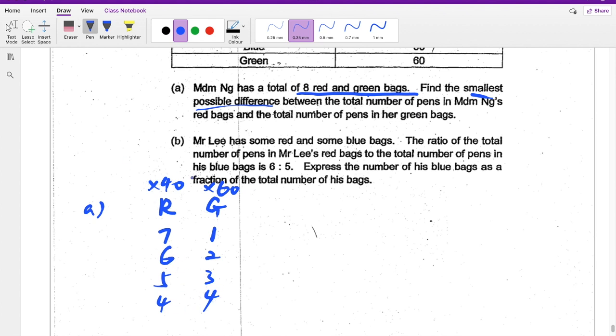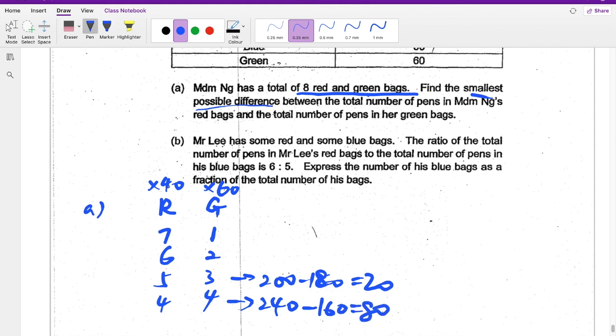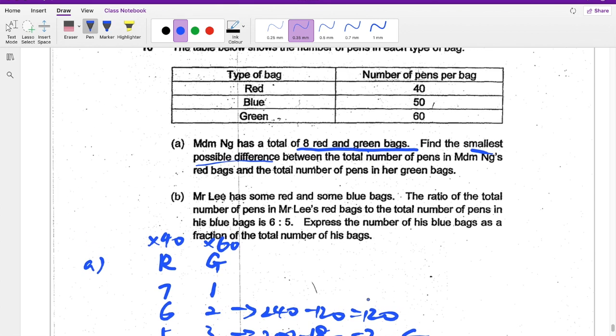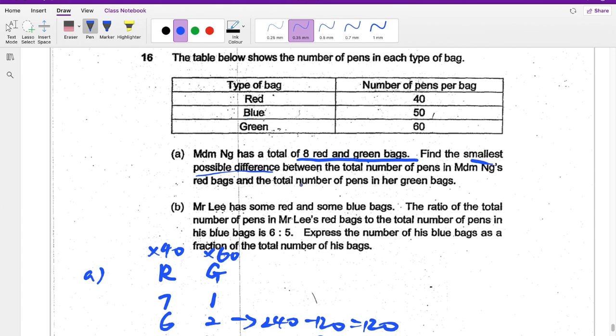So in this case, we take this for example. The difference is 200 minus 180, which is 20. This one is 4 times 60, 240, minus 4 times 40, 160, which is 80. This one is 240 minus 120, 120. So the minimum is 20. So in this case, the minimum possible difference of the two bags is 20. So we need to analyze different combinations.